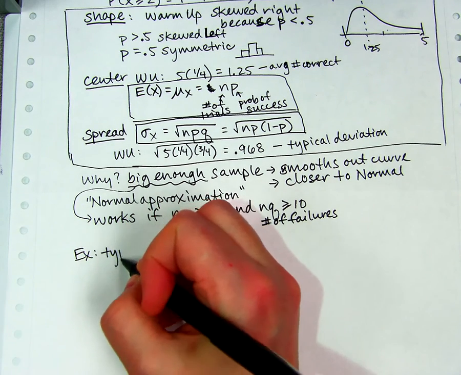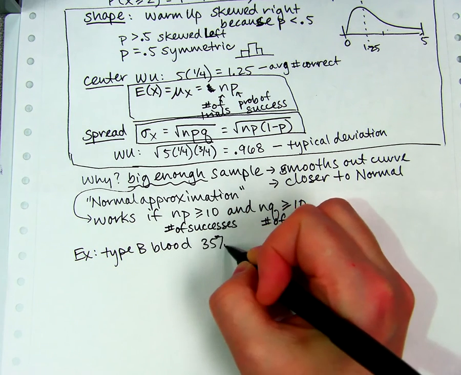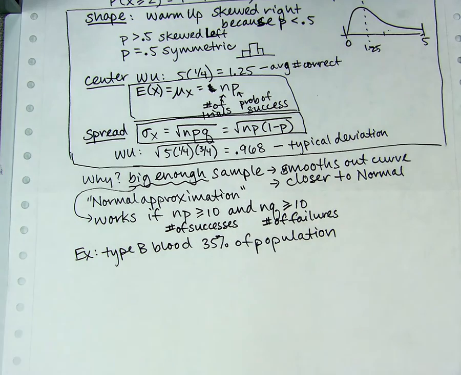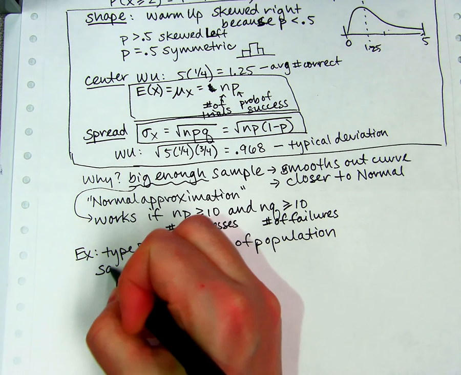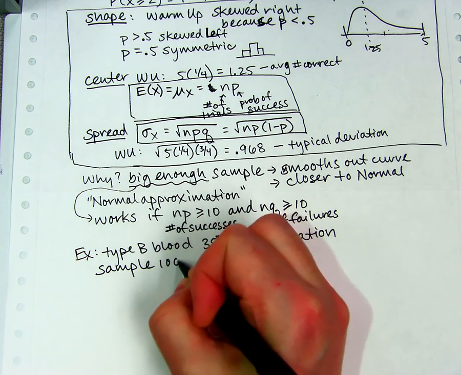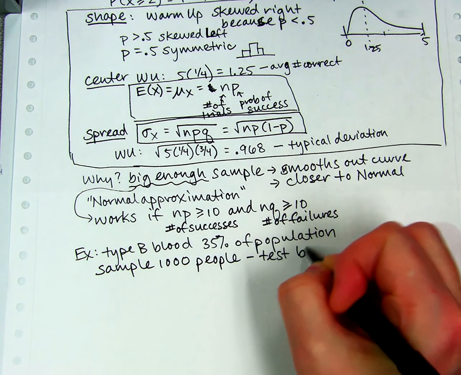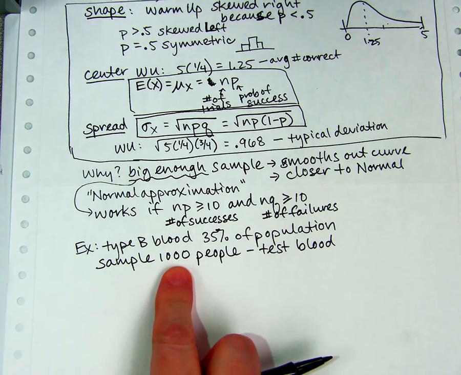with type B blood, which is 35% of the population. And because I want this to be a big sample and not a little sample, let's do a huge sample of, say, 1,000 people. Test their blood. I'm expecting 35% of them, so 350 of them, to have type B blood, but it wouldn't always be 350, right? Sometimes it'd be slightly more, sometimes slightly less.